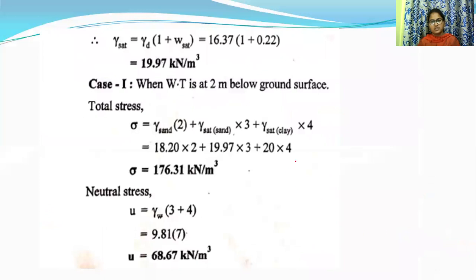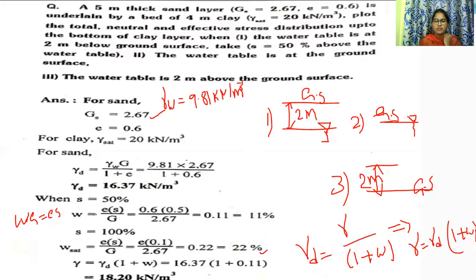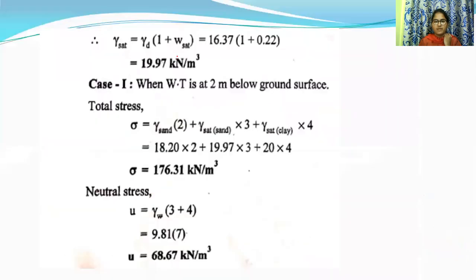Next, gamma sat. Gamma D is equal to gamma by 1 plus w, so in that place we can substitute gamma saturation. Gamma D value is already there, 16.67, and 1 plus 0.22, so gamma sat is equal to 19.97 kilonewton per meter cube.